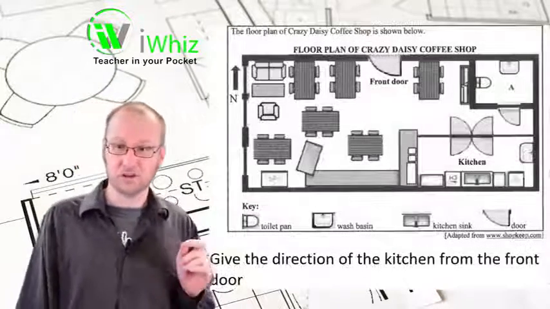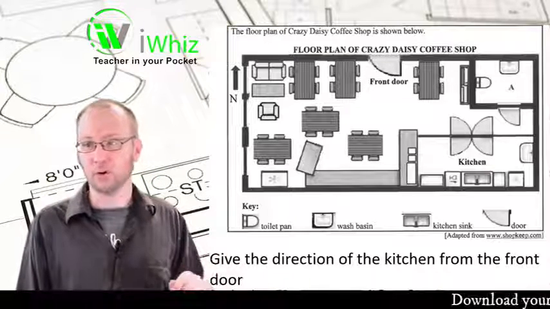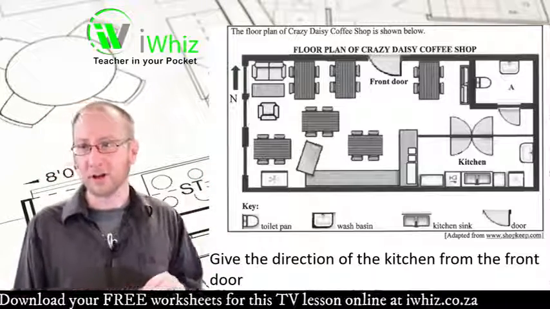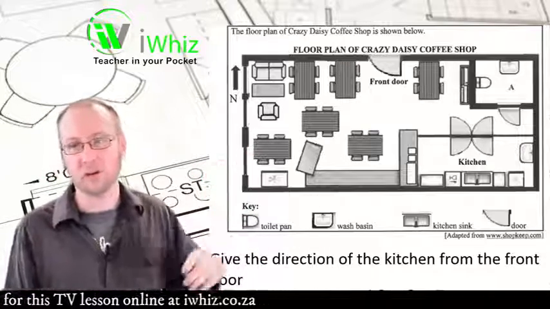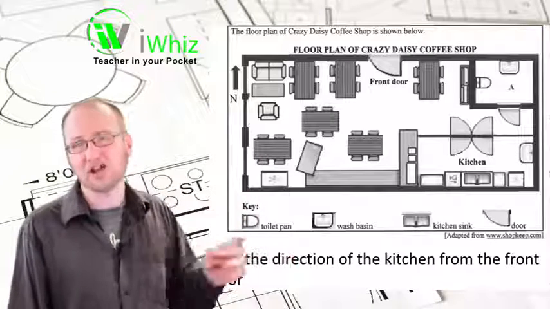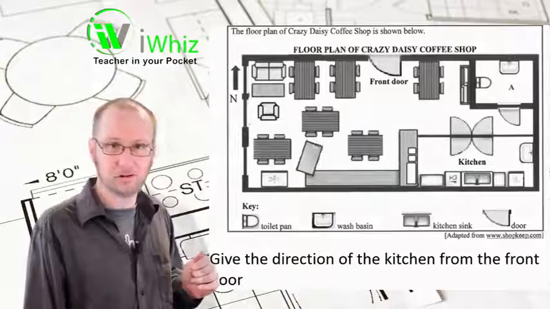Okay, let's have a look at the next question. Give the direction of the kitchen from the front door. Okay, so the front door you can see is in the middle, up at the top, and the kitchen is in the far bottom corner. So it's pretty much in what I would say is a southeasterly direction.